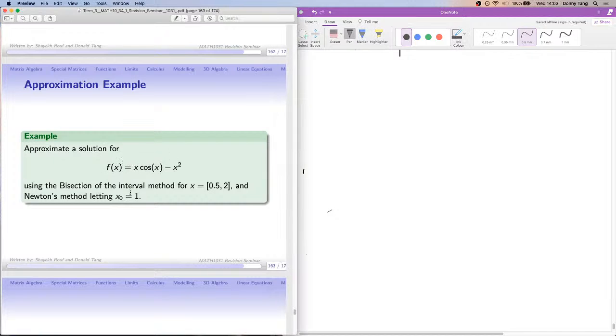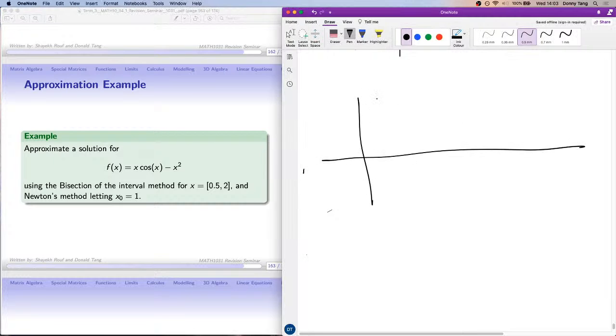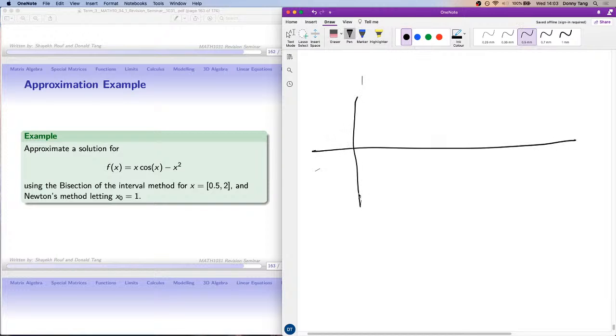Approximate a solution using the bisection of the interval method. So what's going to happen is, first, we're going to draw up a table. Honestly, you can draw up this table any way you want. I have a really rigid way I like to draw it up.